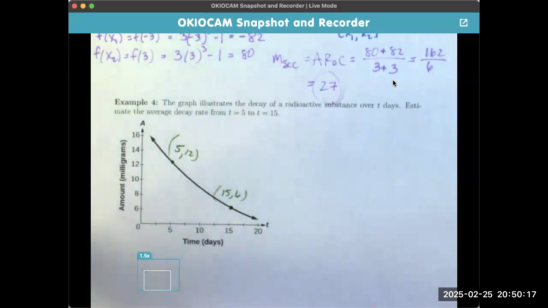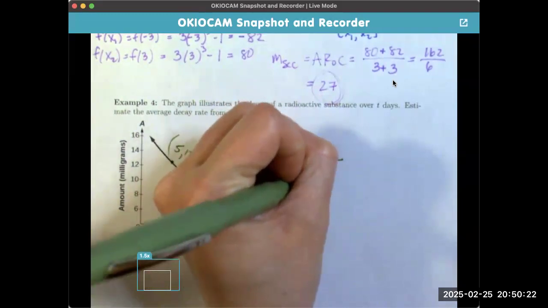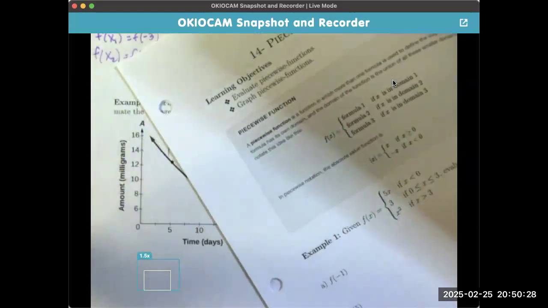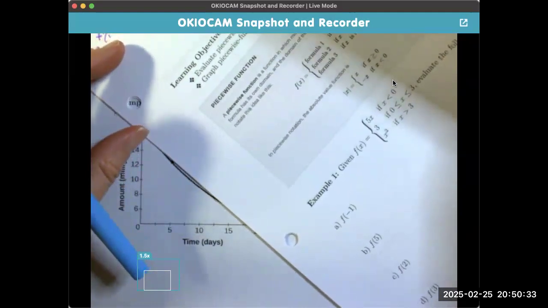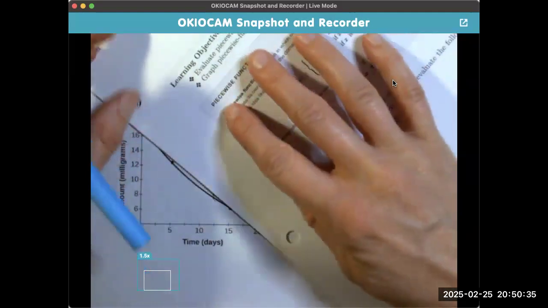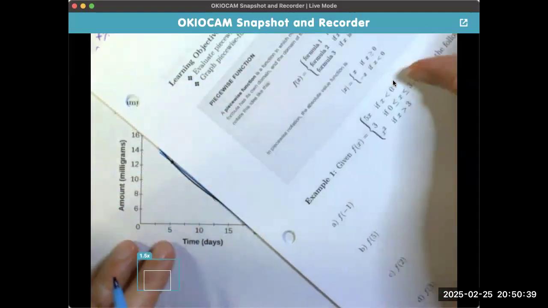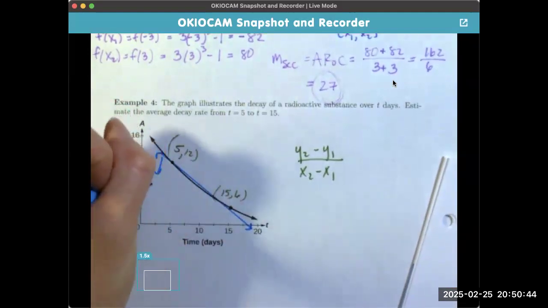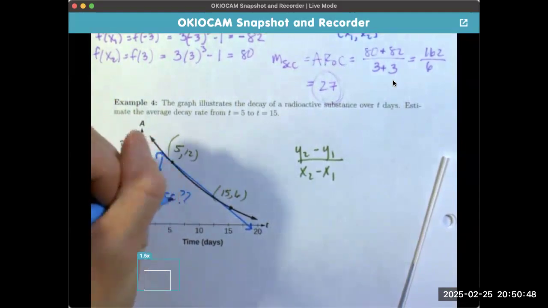But remember, this is just slope. This is just y sub 2 minus y sub 1 over x sub 2 minus x sub 1. That's it. We are just finding the average rate of change, or basically what is the slope between these 2 points. That's all we're doing. So the slope of this blue line. Remember, this is called a secant line.